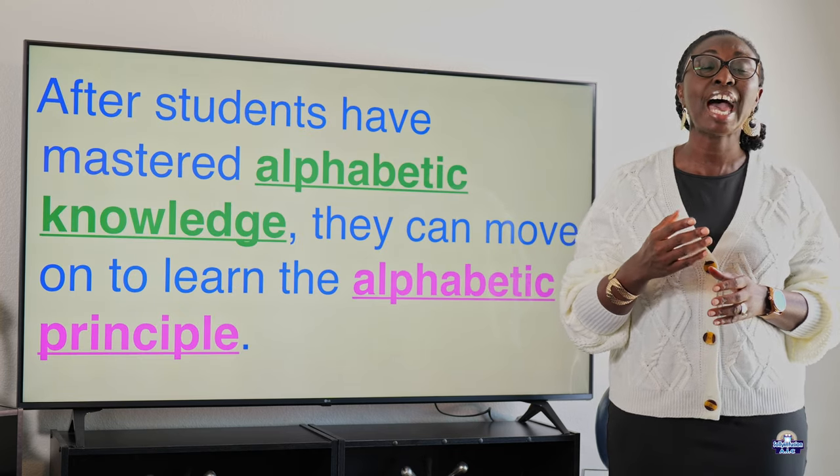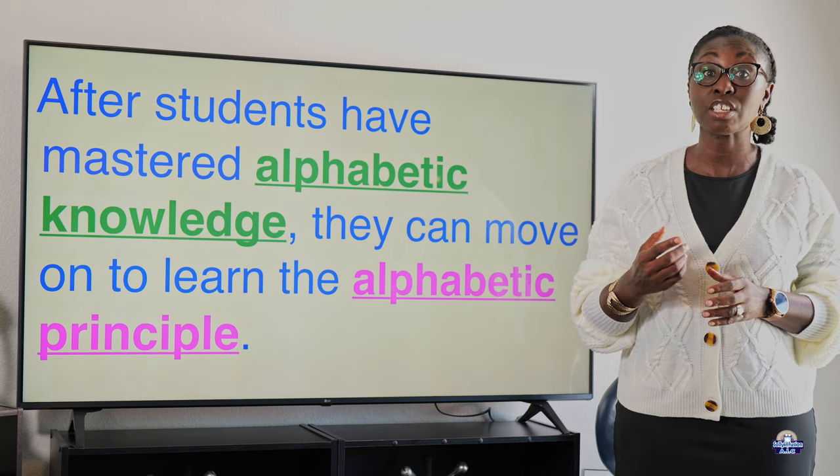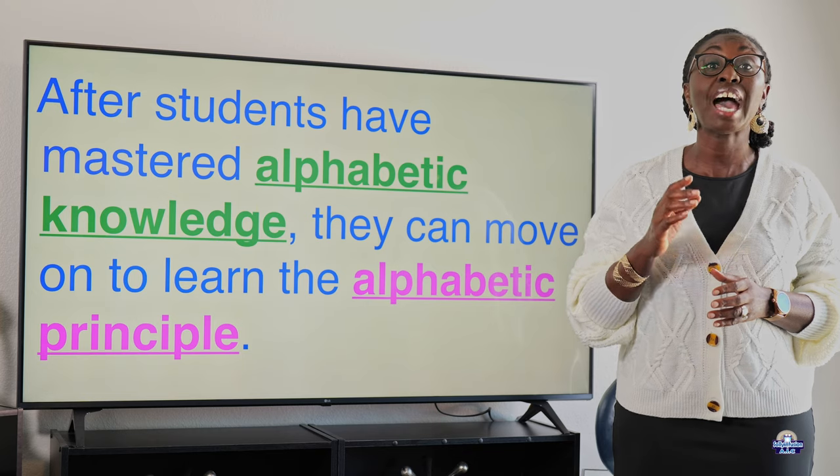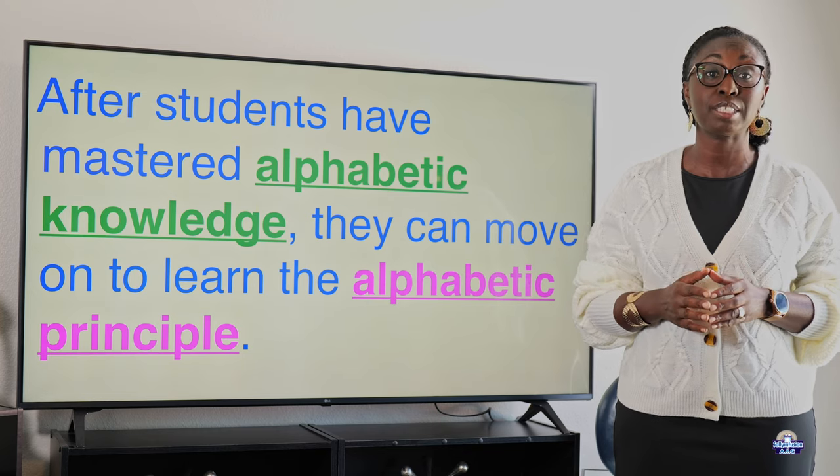As students have mastered alphabetic knowledge, they can move on to learn the alphabetic principles.